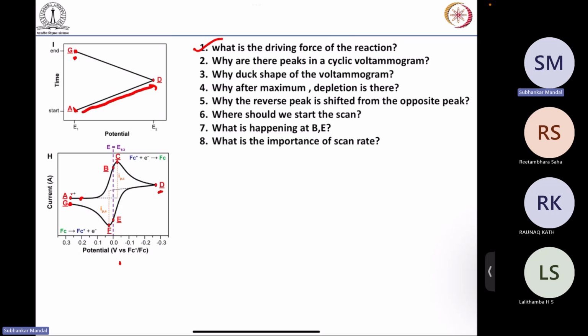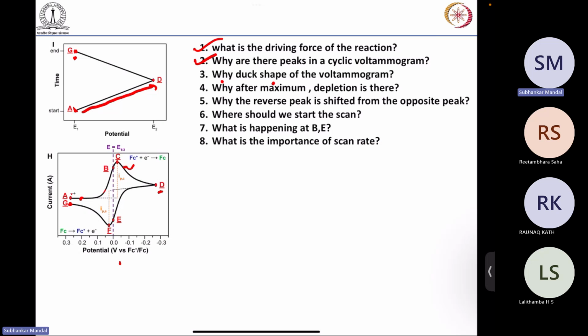So basically you attach your electrochemical cell, what I have shown in the previous slide, to the potentiostat. In the potentiostat you can apply the potential. So this applied potential is the driving force for the reaction. So basically this duck shape, as I have mentioned, is representing some redox reaction or Faradaic process. Okay. Now second question, why are there peaks in cyclic voltammetry? This question already has an answer, because these peaks are representing some redox process or Faradaic reaction.